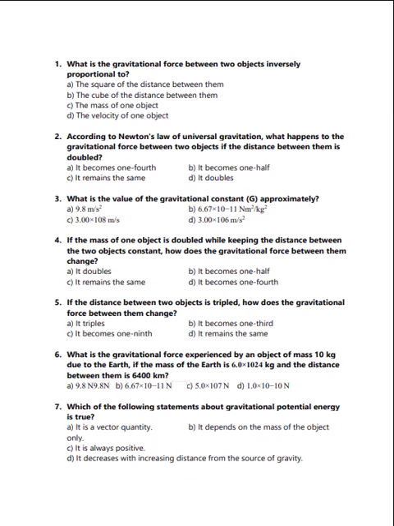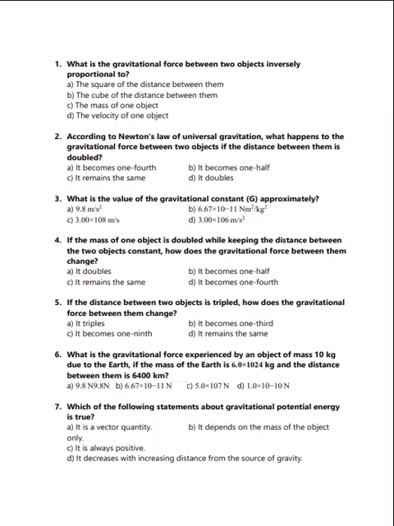What is the value of the gravitational constant G approximately? A. 9.8 meter per second square, B. 6.67 × 10^-11 Newton meter square per kg square, C. 3.00 × 10^8 meter per second, or D. 3.00 × 10^6 meter per second square. So the correct answer for question number 3 is B.